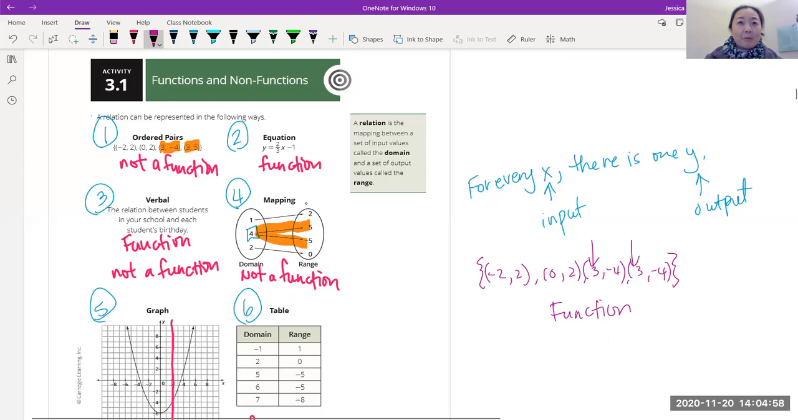If you look at this mapping right here, and you notice the highlight, you see at 4, it's definitely not a function. So this whole thing, because of the 4, it's all the 4's fault, is not a function. The whole thing is just not a function, right?